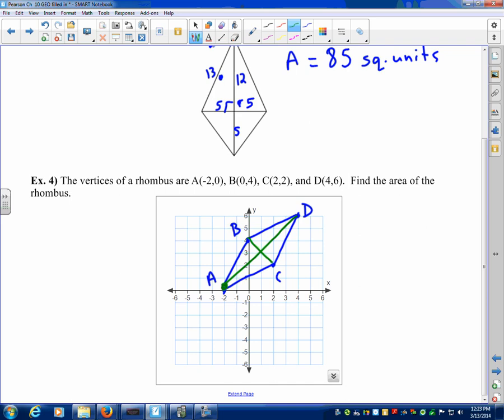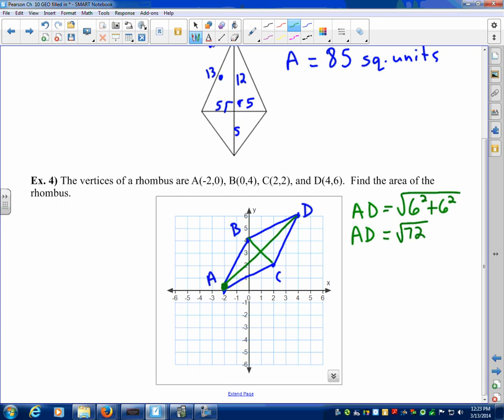If I start right here at A, I'm going to go over 1, 2, 3, 4, 5, 6, and up 1, 2, 3, 4, 5, 6 to get to D. So what are the legs of that right triangle that has this as its hypotenuse? It's 6 by 6. So AD is equal to the square root of 6 squared plus 6 squared, by the Pythagorean theorem. I can find diagonal AD by taking the square root of 6 squared plus 6 squared. 36 and 36 is 72. So I have the square root of 72.